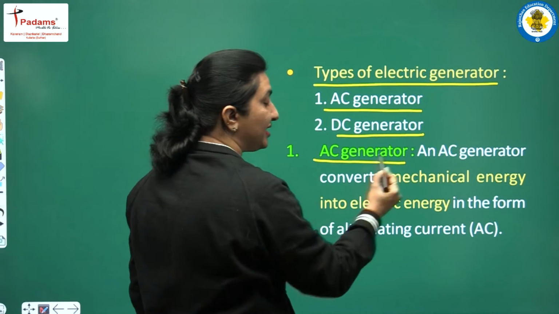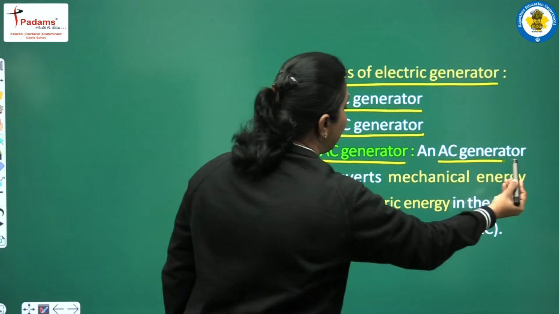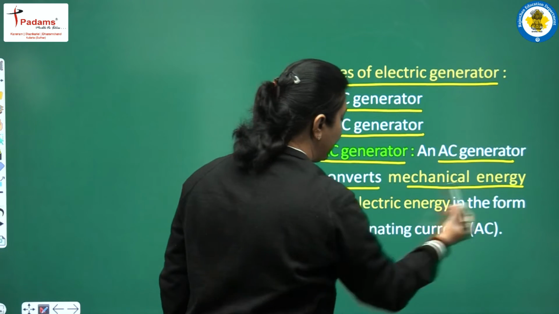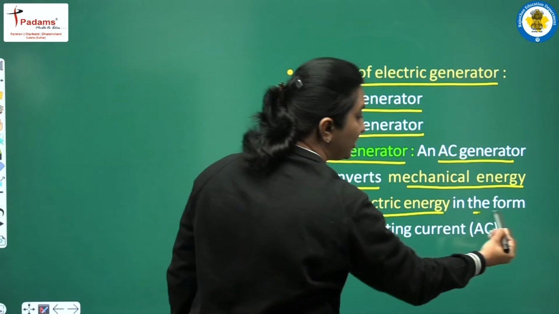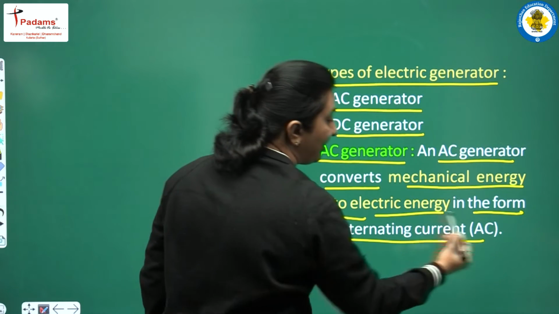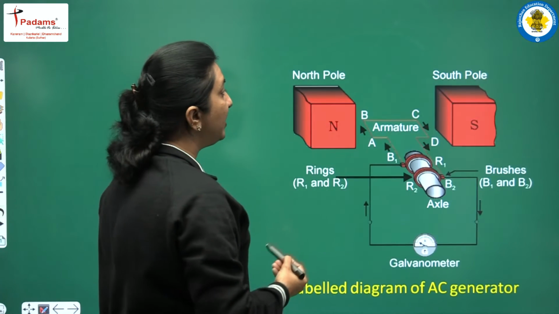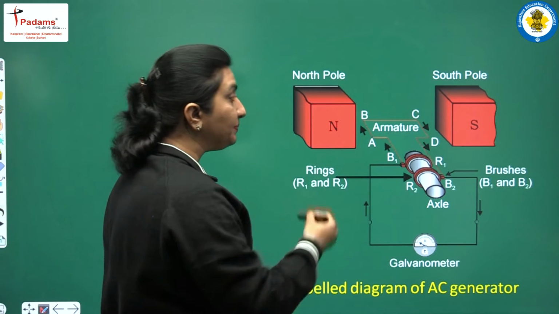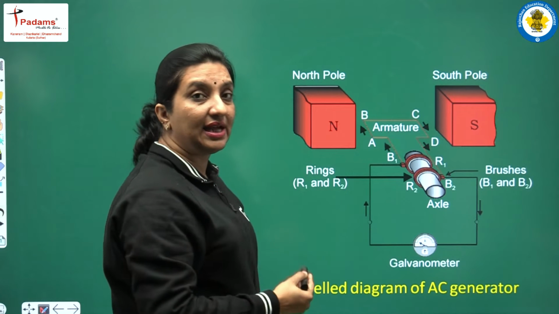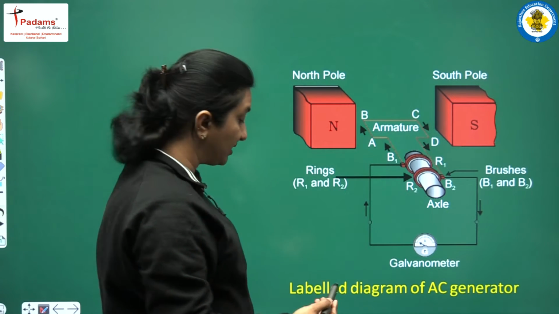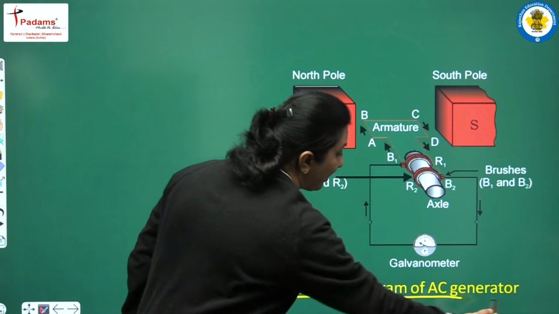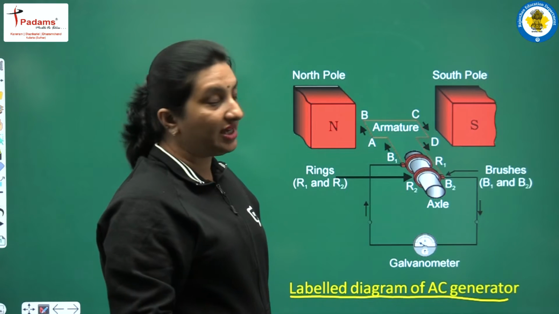So, AC generator. What is an AC generator? An AC generator converts mechanical energy into electric energy in the form of alternating current. So, first we will understand and see how an AC generator works. This is a labeled diagram of an AC generator.